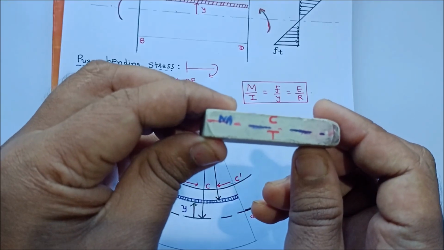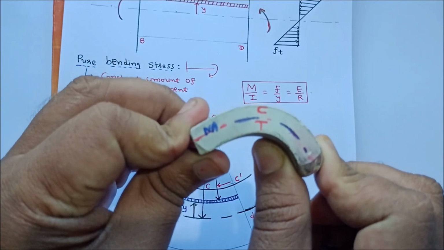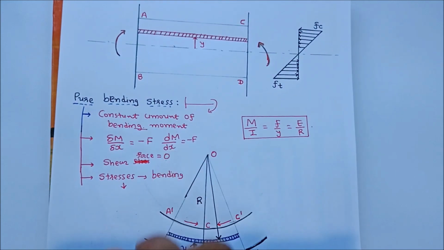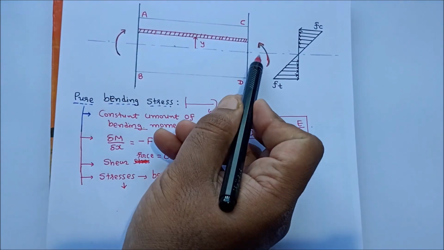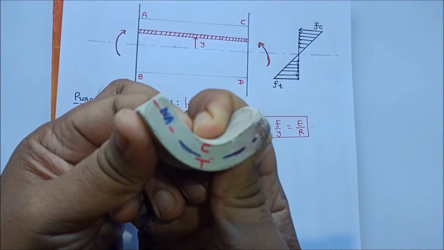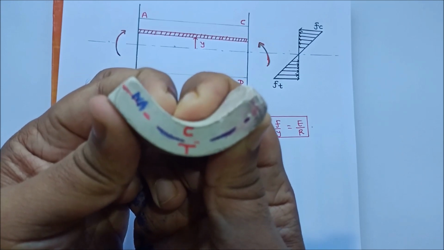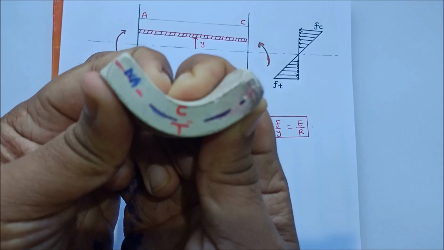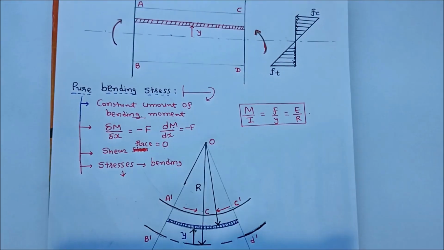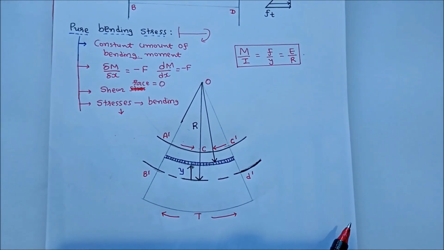And in hogging bending moment, the tension zone is above the neutral layer and the compressive zone is below the neutral layer. In our case we consider pure sagging bending moment. So here we gave moment like this. This is a pure sagging bending moment, so stresses above the neutral axis are compressive and stresses below the neutral axis are tensile. Here there is one diagram before bending and this diagram is after bending.